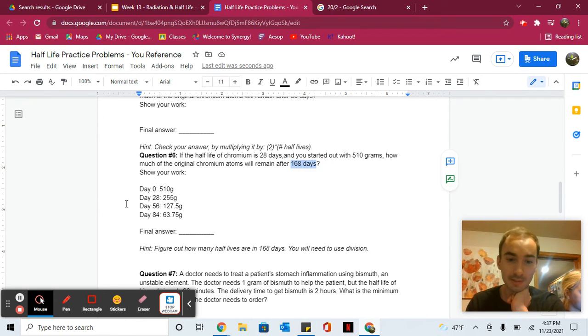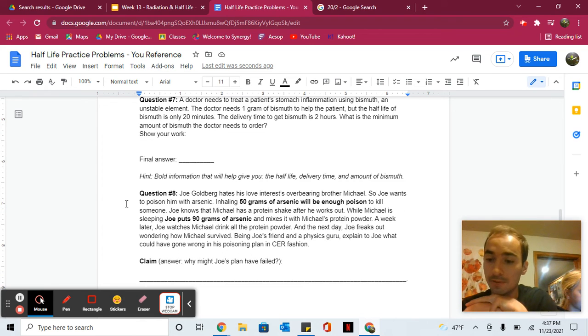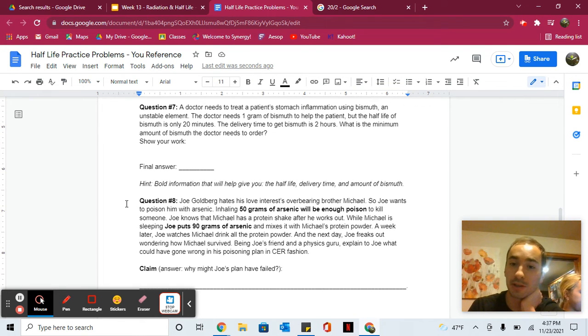Okay, using this method. This next one, question 7, is going to be a little bit more difficult. This one's going to require us to work backwards. A doctor needs to treat a patient's stomach inflammation using bismuth, an unstable element. The doctor needs 1 gram of bismuth to help the patient, but the half-life of bismuth is only 20 minutes. The delivery time to get the bismuth is 2 hours. What is the minimum amount of bismuth the doctor needs to order?